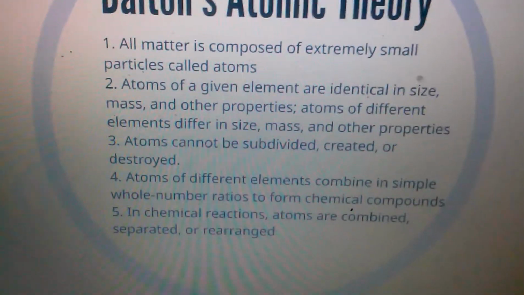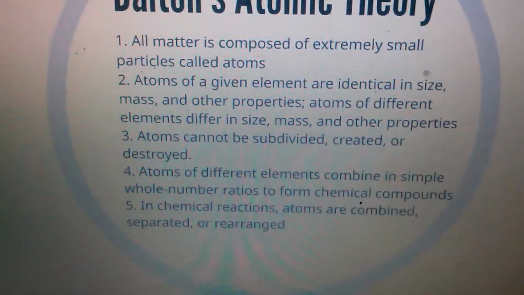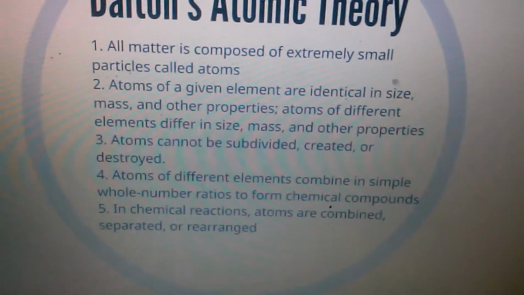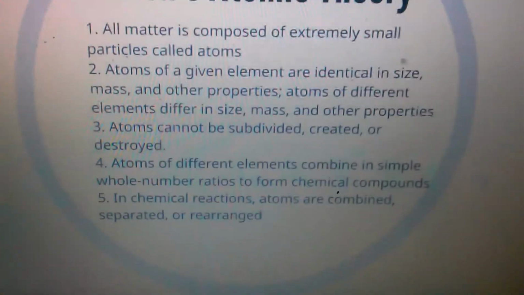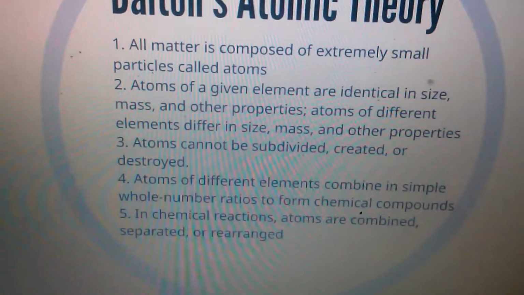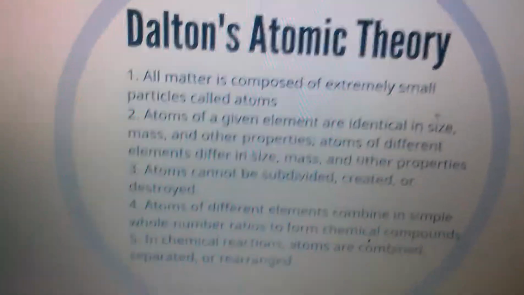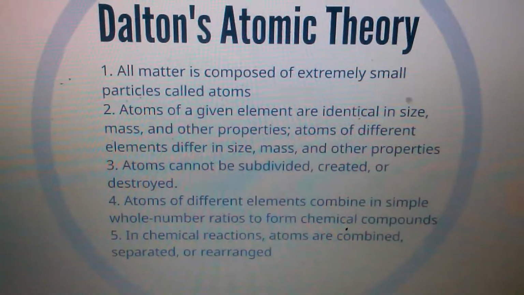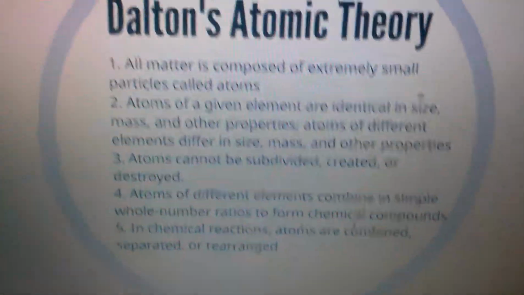The third thing he said is these atoms cannot be subdivided, created, or destroyed. Also, these atoms of different elements combine in simple whole number ratios to form chemical compounds. And in chemical reactions, these atoms are combined, separated, and rearranged. And out of this atomic theory, we got 3 laws.